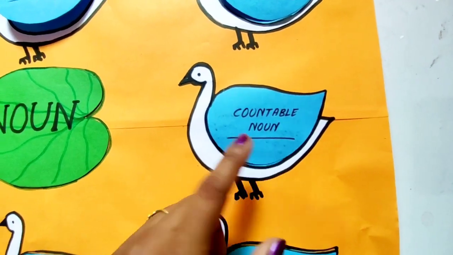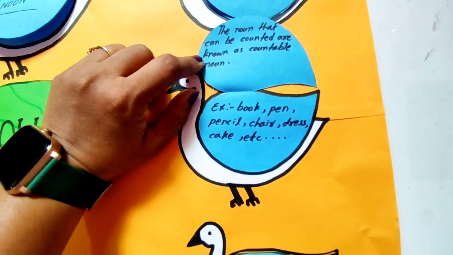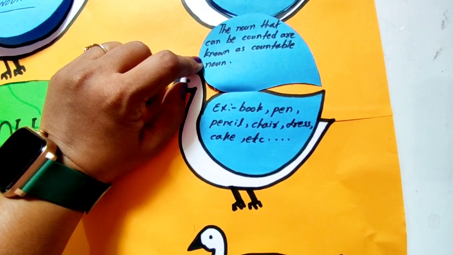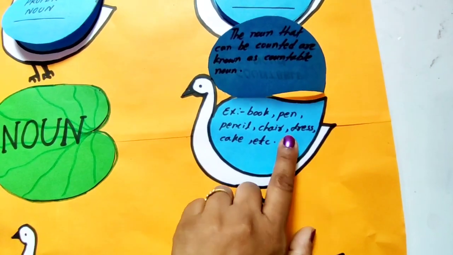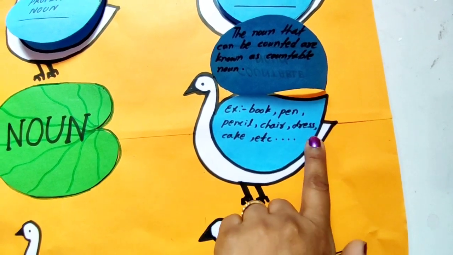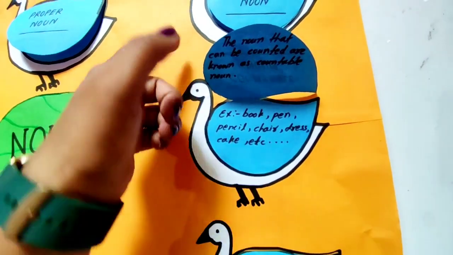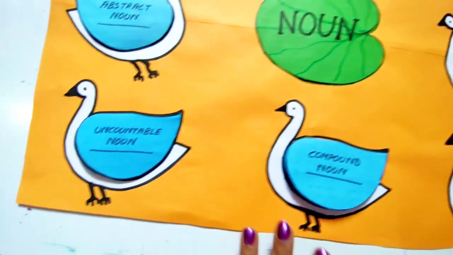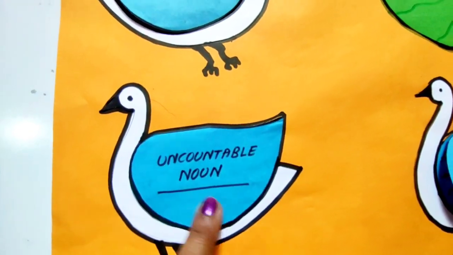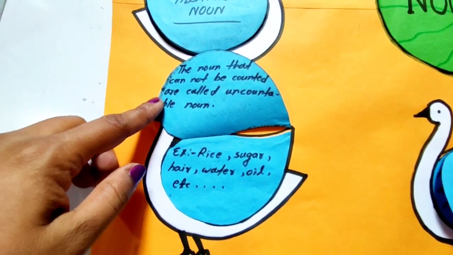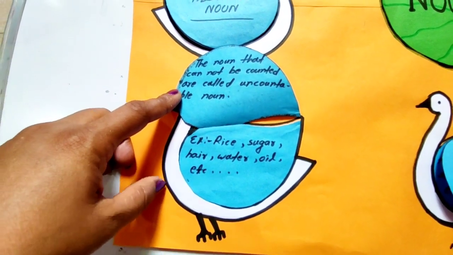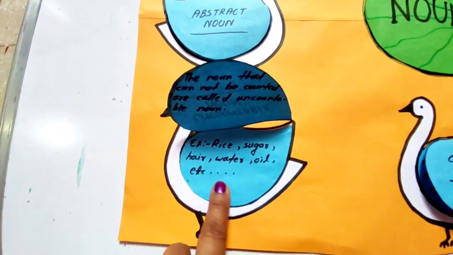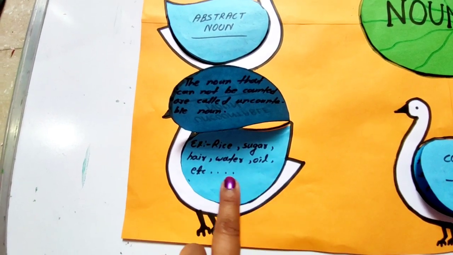Then countable noun. The nouns that can be counted are known as countable noun. For example, book, pen, pencil, chair, dress, cake, etc. Then uncountable noun. The nouns that cannot be counted are called uncountable noun. For example, rice, sugar, hair, water, oil, etc.